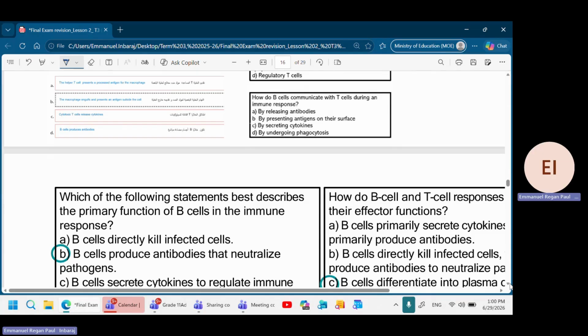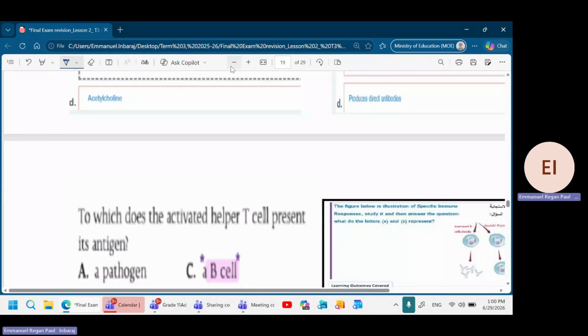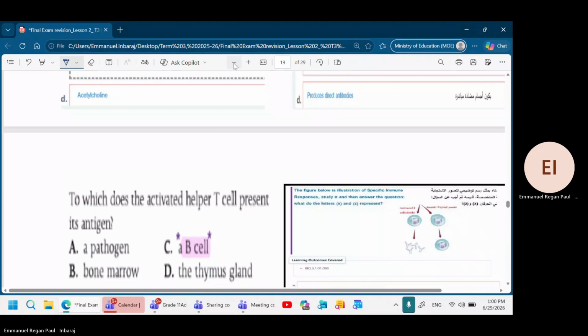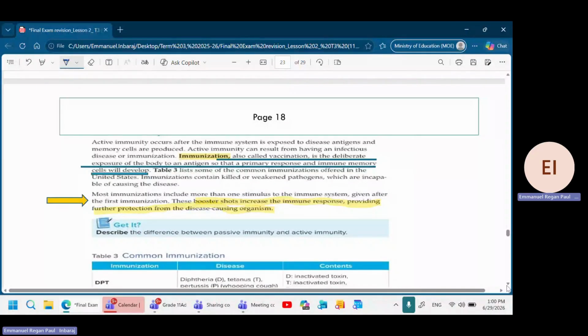Okay, let's move on because we are running a lot of time on this. You have so many questions in this and you can study it. Okay, here we go. And now let's move on to the last part of it, which is called active and passive immunity. You should know the difference between active and passive immunity.